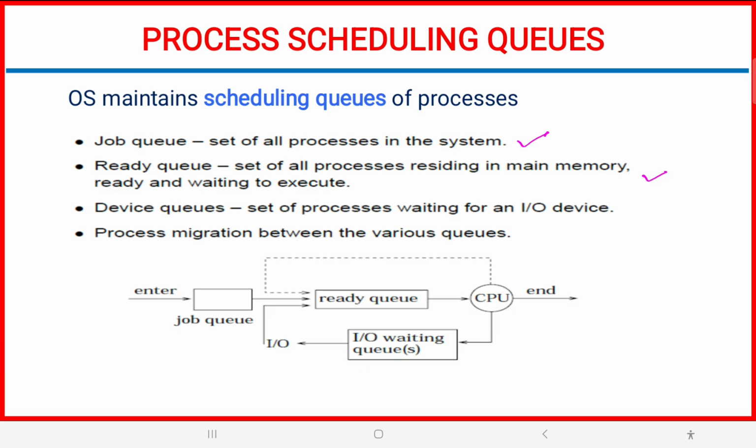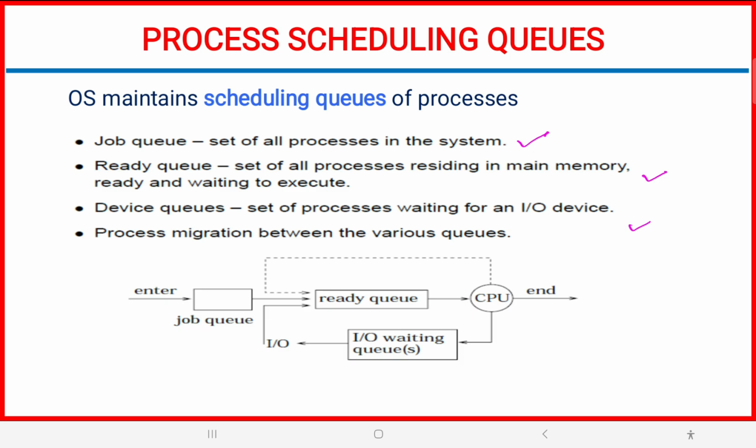During the execution of the process by the CPU, if the process needs to perform some IO activity, then that process is shifted to a device queue. Upon completion of the IO activity, the process again comes to the ready queue, where it waits for the CPU to be allocated. In case the process completes its execution, in that scenario the process comes to an end.